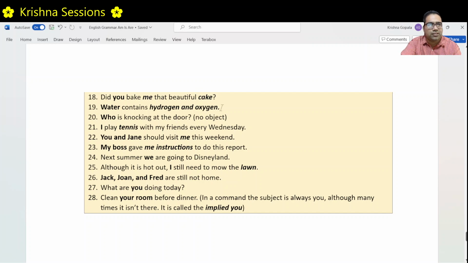Water contains hydrogen and oxygen. Hydrogen and oxygen is a direct object because it is taking the action of the verb contains. Who is knocking at the door? Who is the subject? He is knocking at the door. There is no direct object here. Knocking at the door. Knocking, nothing is taking the action of the verb knocking. It is like I am singing.